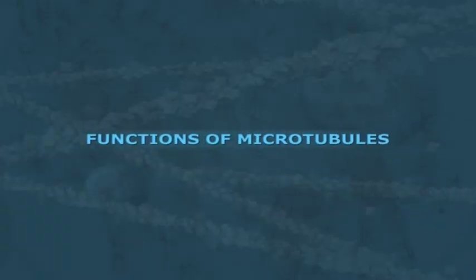However, if the rate of polymerization slows, the GTP bound to tubulin at the plus end of the microtubule will be hydrolyzed to GDP. If this occurs, the GDP bound tubulin will dissociate, resulting in rapid depolymerization and shrinkage of the microtubule. Functions of microtubules.